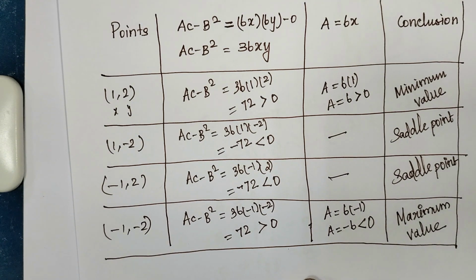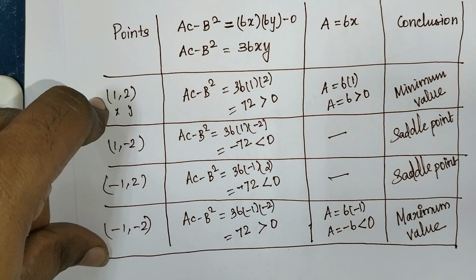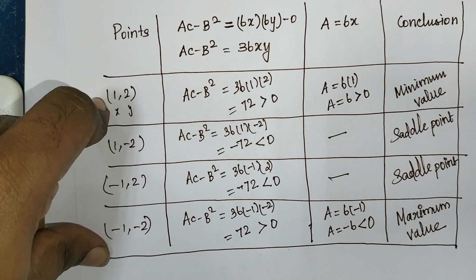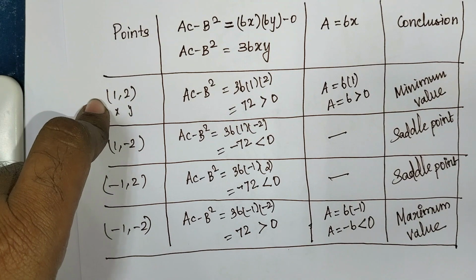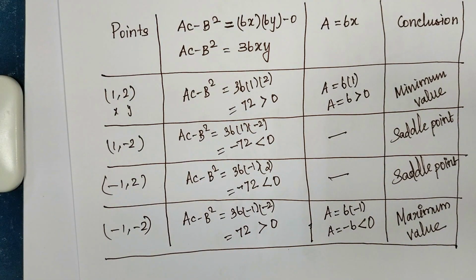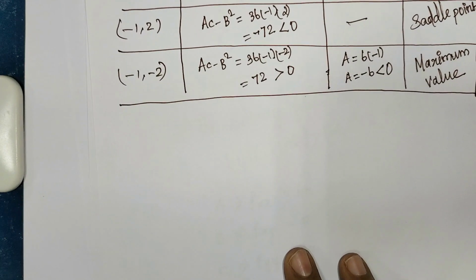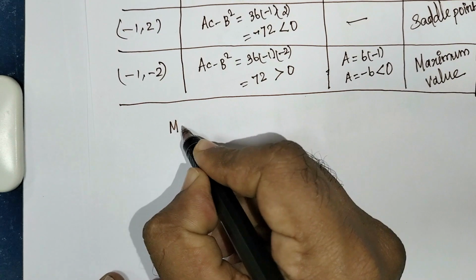So here (1, 2) and (minus 1, minus 2), these two points give the minimum value and the maximum value. The rest of the two points are saddle points, no need to apply. Okay. So now I am going to find the maximum value and minimum value. First I am going to find the maximum value.